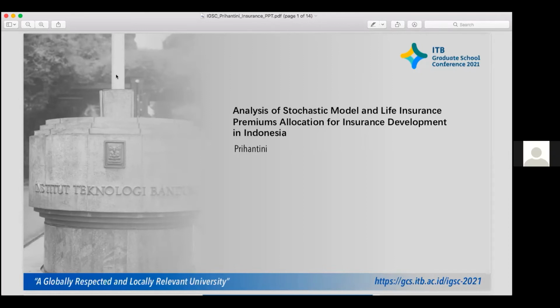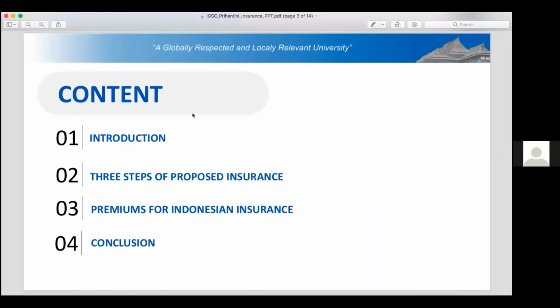Okay. Here, I want to present about analysis of stochastic model and life insurance allocation in Indonesia. First is the introduction, second is three stages of proposed insurance development, third is premium for Indonesian insurance, and the last is conclusion.